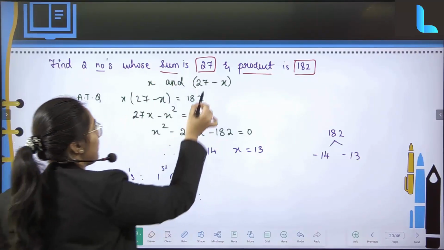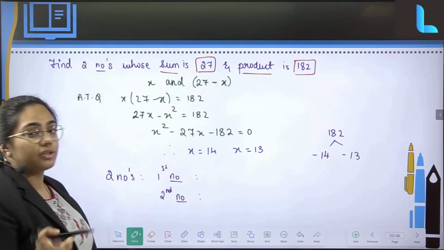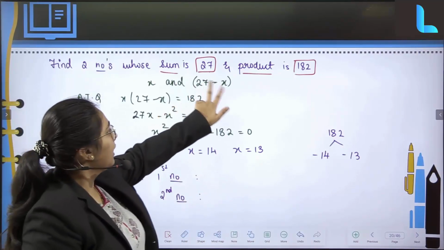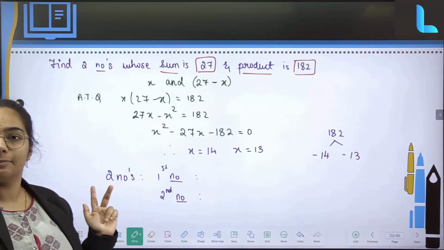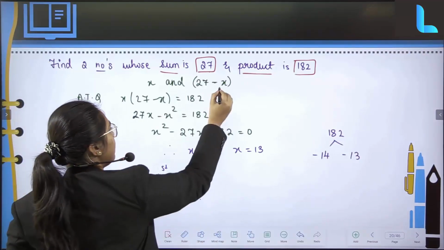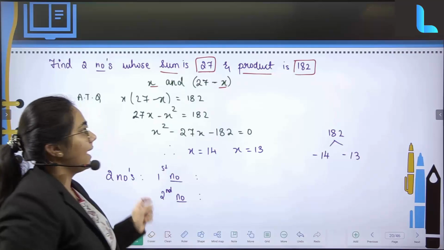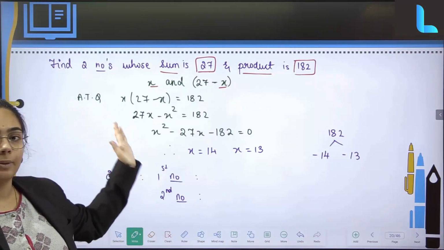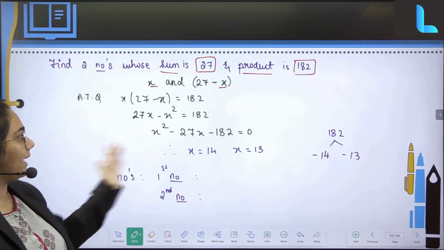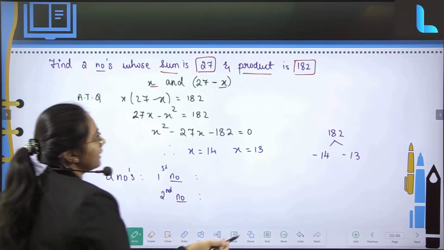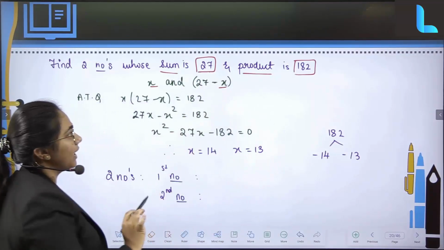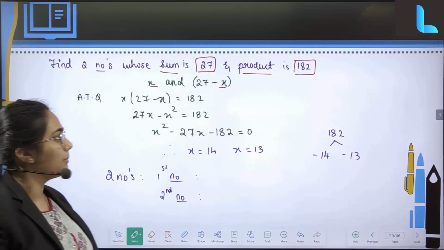So we know that the sum is 27. If the sum is 27, the other number has to be 27 minus something. So that number I have considered as x. So the two numbers are going to be x and 27 minus x. They have given another hint. So using the sum, what I have found out is x and 27 minus x.